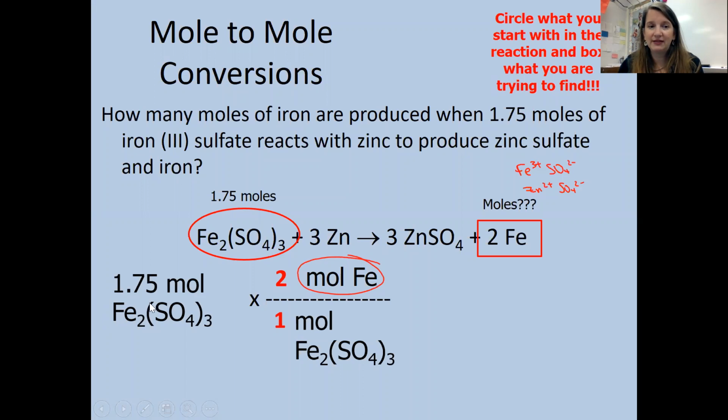So I would have 1.75 times 2 because it's in the top. And my answer would be 3.5 moles of iron. But because I want 3 sig figs, 1, 2, 3 over here, 1.75, I'm going to add that 0 behind the 5 so that 0 becomes significant. And my answer is 3.50 moles of iron.